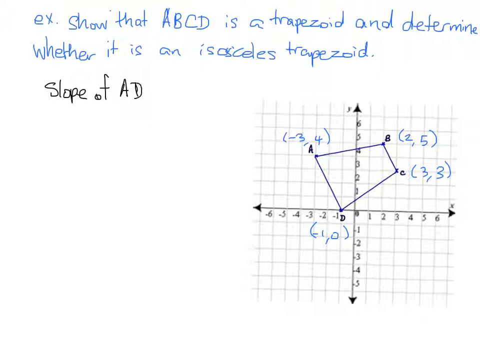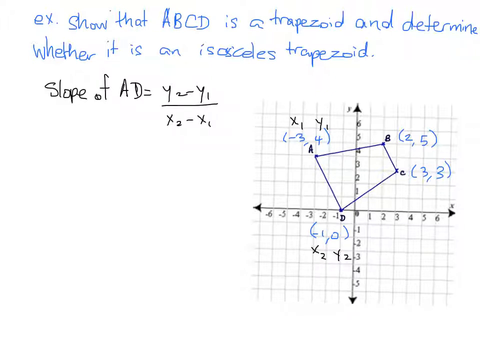And our slope formula is y2 minus y1 over x2 minus x1. So let's go ahead and call this, and it doesn't matter which one you call x1, y1 or x2, y2, but let's call this x1, y1, and this one x2, y2.